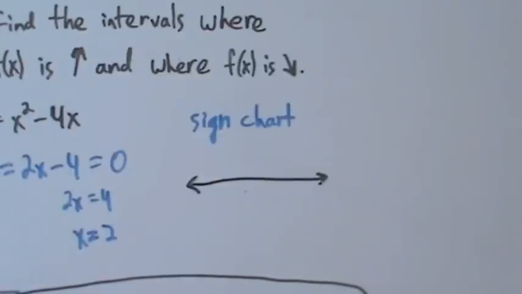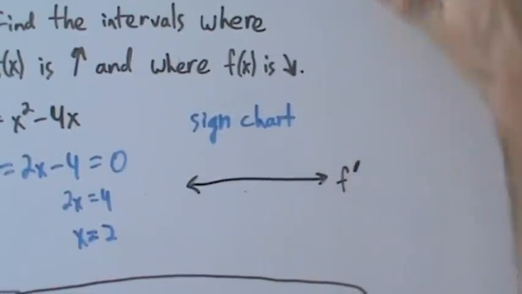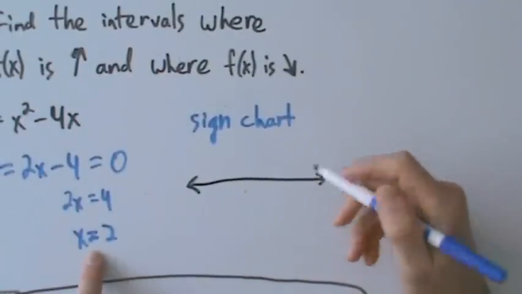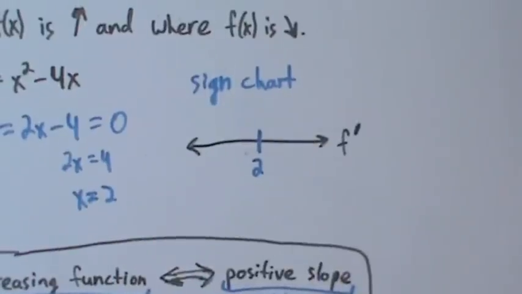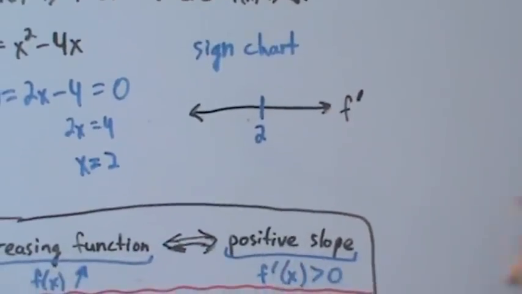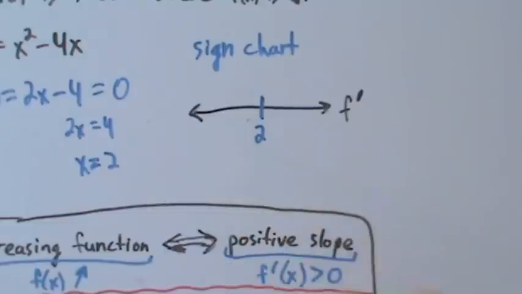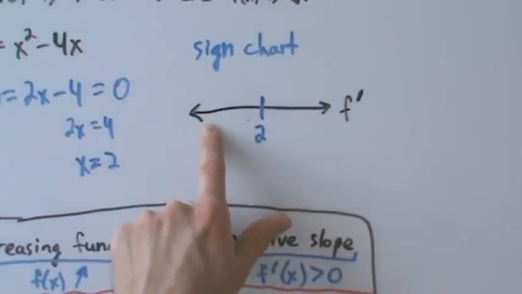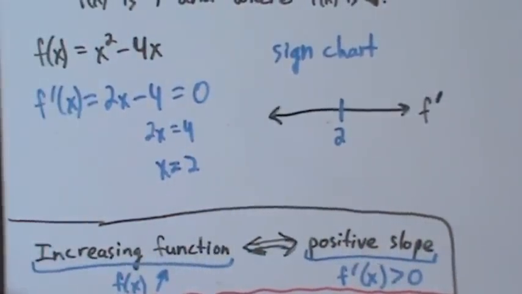So you always want to label your sign chart. So this is a sign chart for f prime, for the derivative f prime. Now what we can do is put 2. Okay, the derivative is 0 when x is 2, so we'll put 2 here. All right, now what do we have here? We have all the numbers greater than 2 over here. All the numbers less than 2 are over here. Now what we have to do is pick just one number, any number at all that we want, in each of these intervals, and then evaluate the derivative at that point.